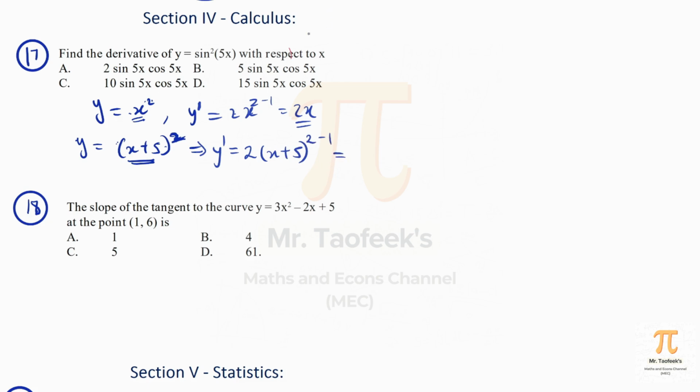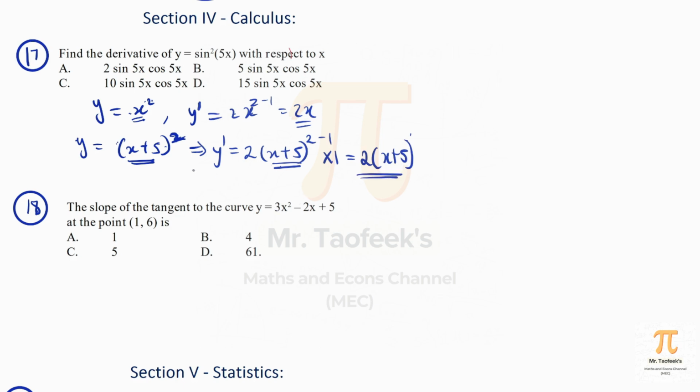Then there's something you now need to do, because this is the chain rule. We have a function inside, so you have to differentiate what is inside here, which is x plus 5. If you differentiate x, you get 1. If you differentiate 5, that's 0. So basically, we're just multiplying everything here by 1. So times 1. And the answer is 2 times (x plus 5) to the power of 2 minus 1, which is just 1. So this is the answer.